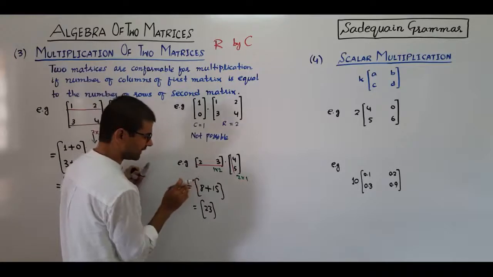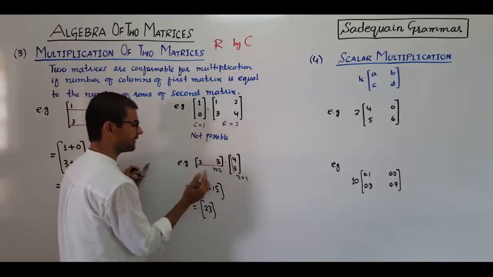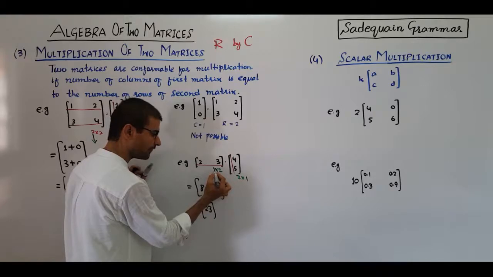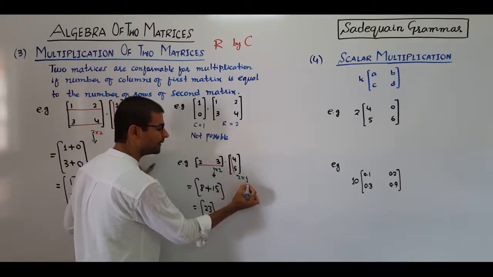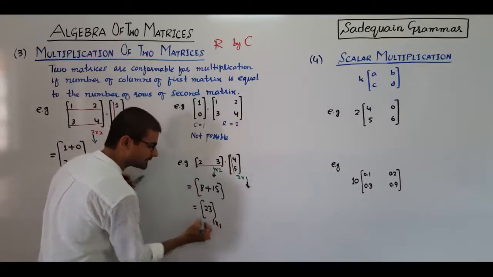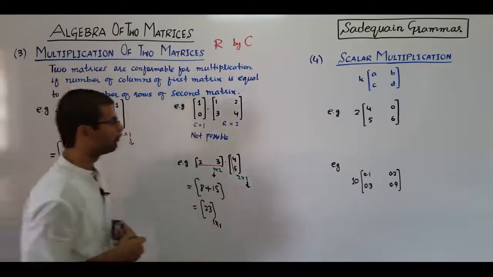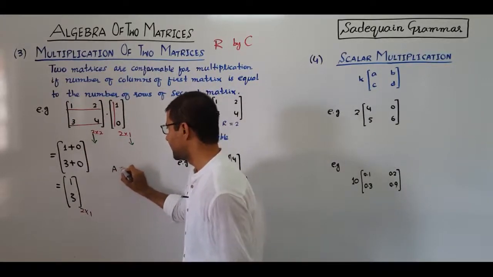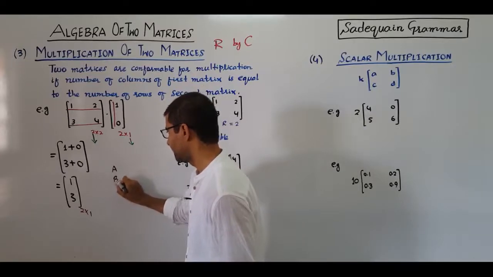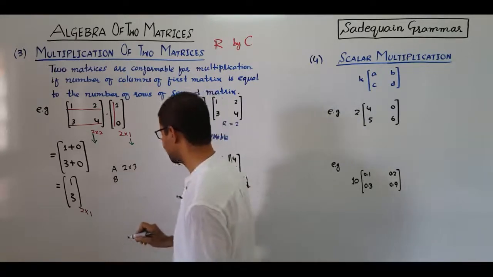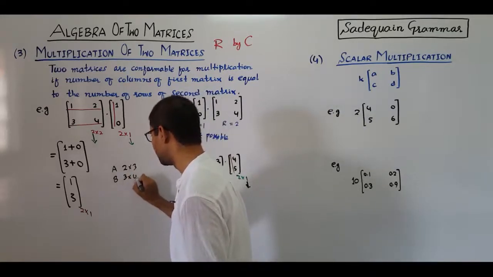This matrix contains, and the order of the result matrix, how can we form the order of the result matrix? For this we have to take the first number from the order of the first matrix and the second number from the order of the second matrix. That gives the order of the result matrix. For example, if we have two matrices A and B, the order of A is 2 by 3 and the order of B is 3 by 4.